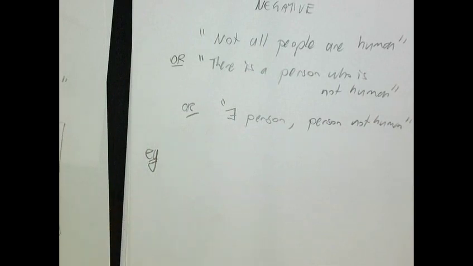And it works the other way around. There exists a person with no eyes. The opposite would be everybody has eyes. Because if it's not true that there is a person with no eyes, that means everybody has eyes. And that's the idea behind it.